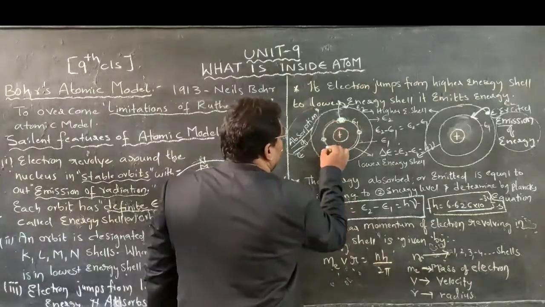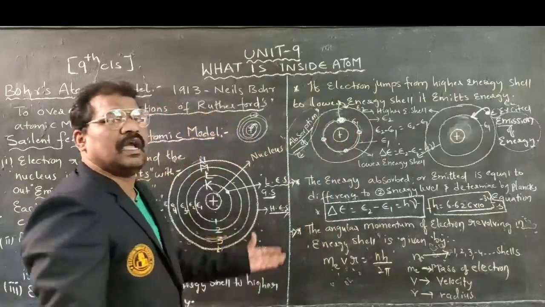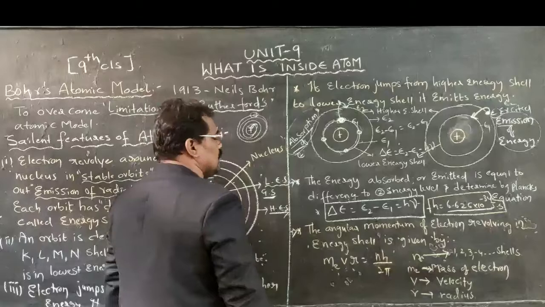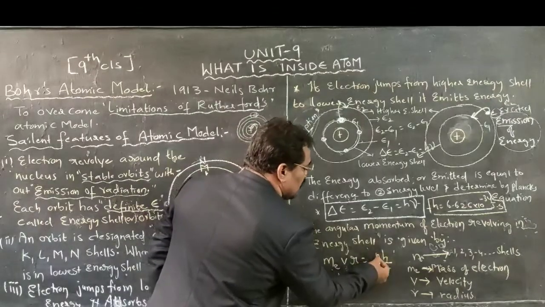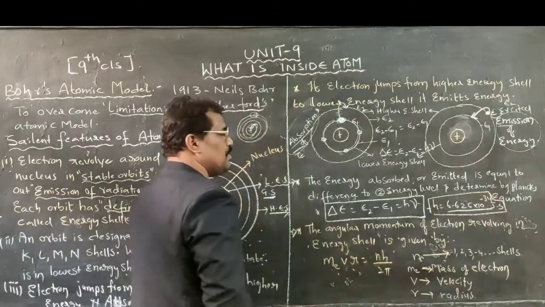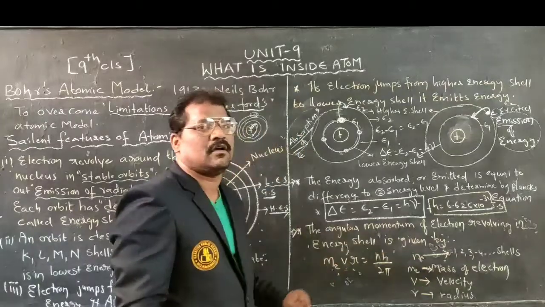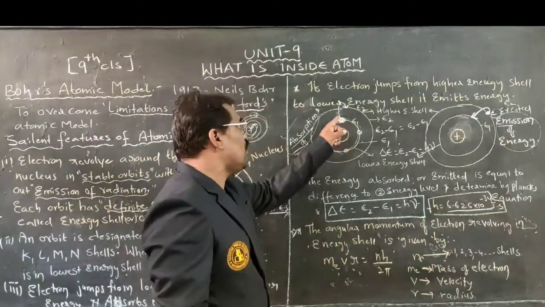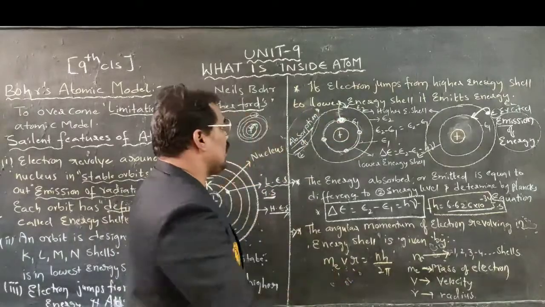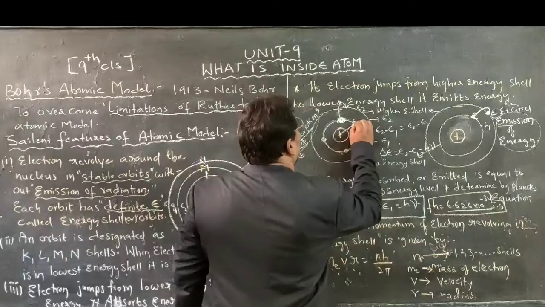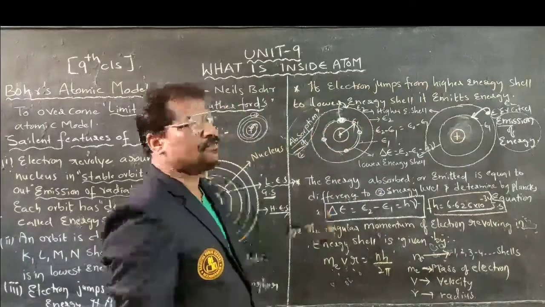The angular momentum of an electron orbiting in a specified orbit around the nucleus can be given by one formula, that is m_e v r equals nh by 2 pi, where m_e indicates the mass of the electron, v indicates with what velocity the electron is orbiting around the nucleus, and r indicates the radius from the center, the radius of that particular specified orbit.